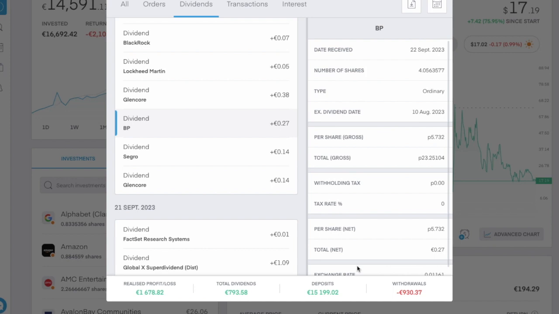Because a lot of people in the beginning, including myself, would think that it's just free money when you receive a dividend from a company. So for this example, I'm going to use BP. It's an energy company based in the UK.